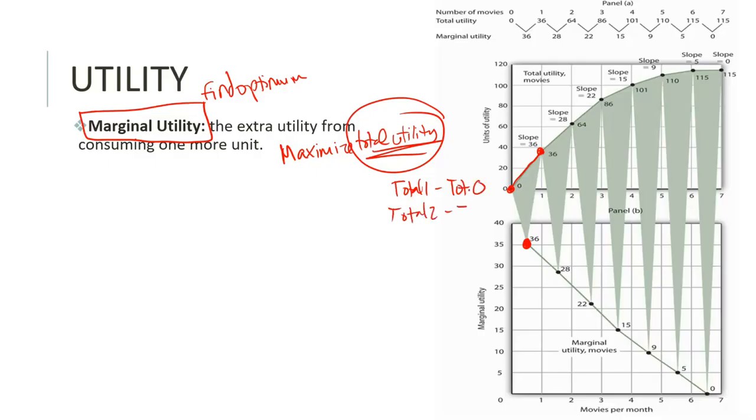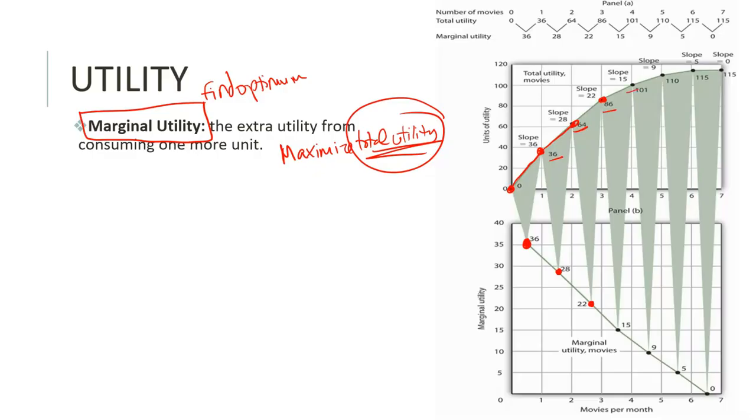Total of 2 minus total of 1. Total of 3 minus total of 2. Total of 4 minus total of 3. Okay, so you're just subtracting the difference between this total and the last one, and it'll tell you that extra. And the second movie brings us up to a total of 64 utility, which is giving us an extra 28. So we went from 36 to 64, brings you to 28. And then the next movie adds an extra 22, bringing our total to 86.